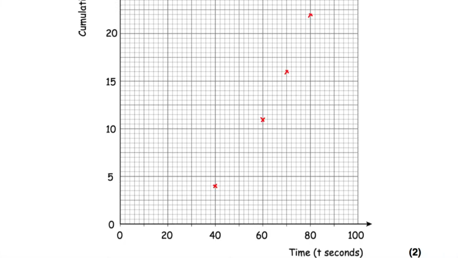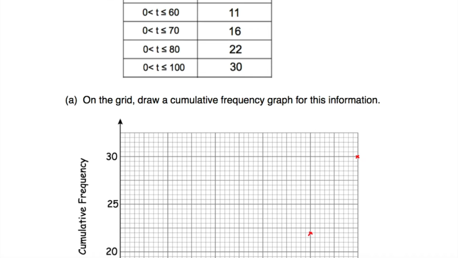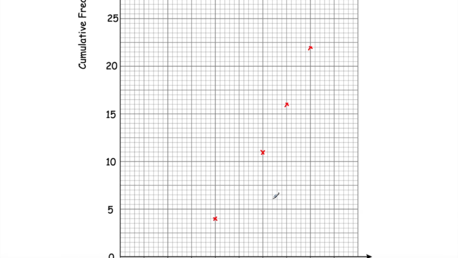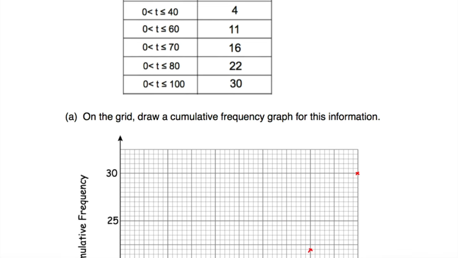Another thing that I want to mention here is that whenever I was plotting these, the endpoints went 40, 60, 70, 80, 100. So rather than some of the other ones where there's equal spacing, here some of them are a bit closer together, and that's just the way that the cumulative frequency table was given to us. Okay, so now we're going to draw a curve.